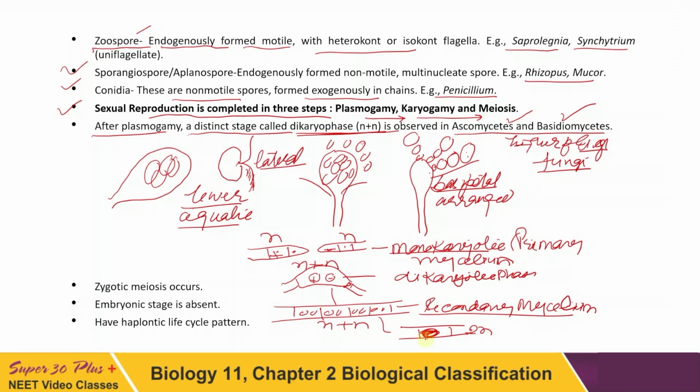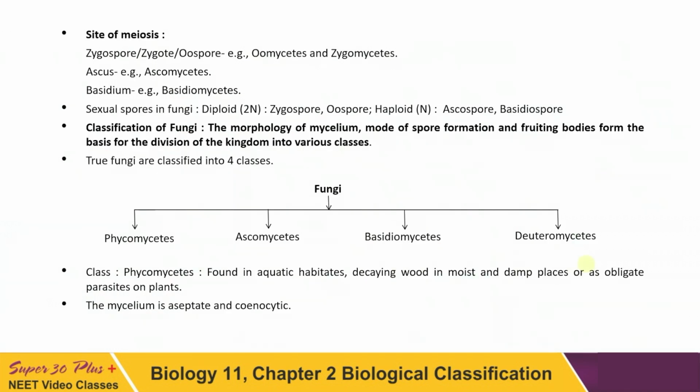Meiosis: the zygote has been formed. Now in this zygote, meiosis division will achieve the haploid stage again. Zygotic meiosis is present, a very important point. Embryonic meiosis is absent and they have a haplontic mode of life. For most of the life cycle, the fungus is in the haploid stage; only the zygotic phase is 2n. That's why haploid dominates, and it is called haplontic life pattern. Is it right?